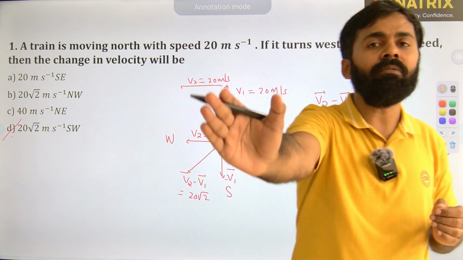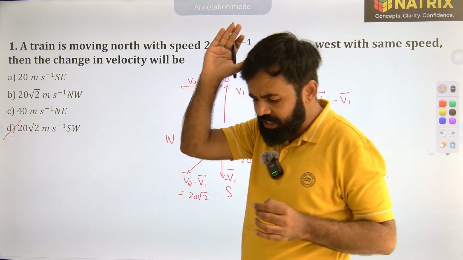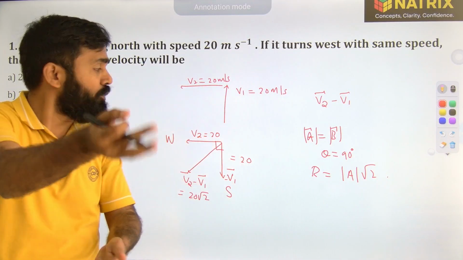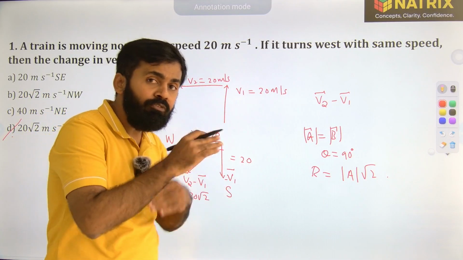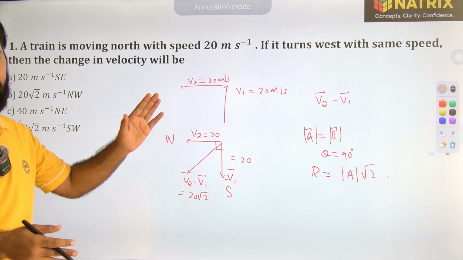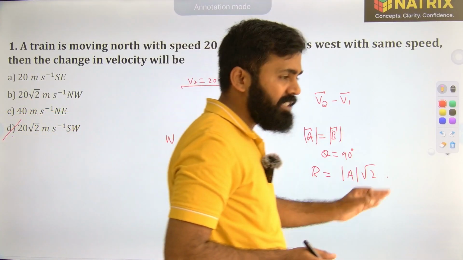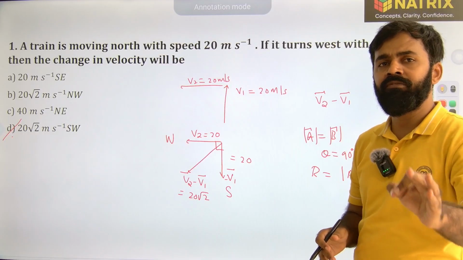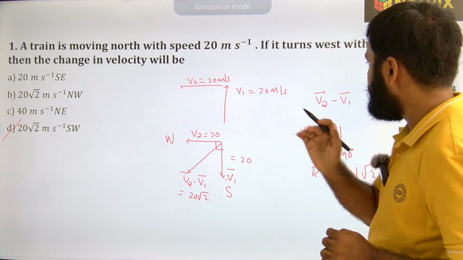See, this is where you will make mistake. They are asking change in velocity. You will forget to take minus V1. You will forget to change the direction of V1. So this is the first mistake majority of the NEET students make in the exam.